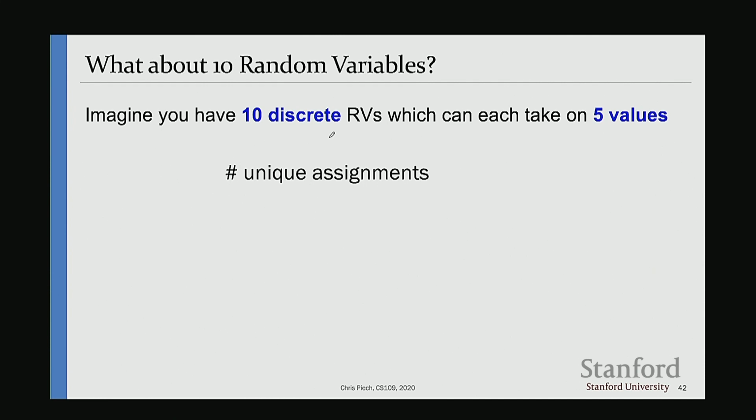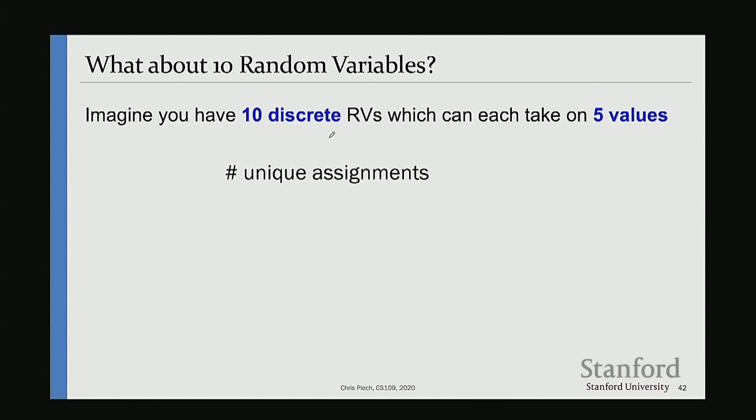How many cells would there be in a joint probability table? And a joint probability table should give you one probability for every assignment combination to all your random variables. So what do we have? Ooh, a nice little counting problem. Yay. Okay, I'll give you guys a second to think about it.